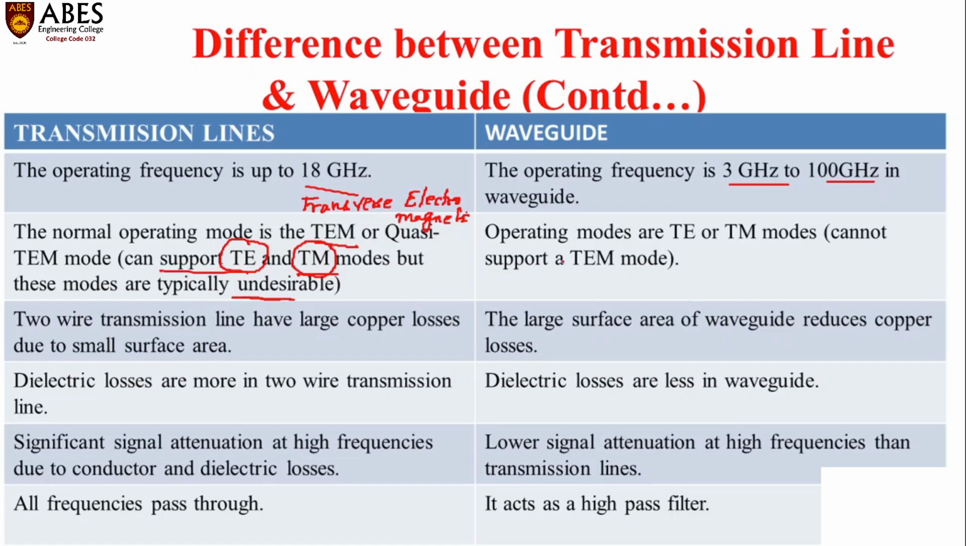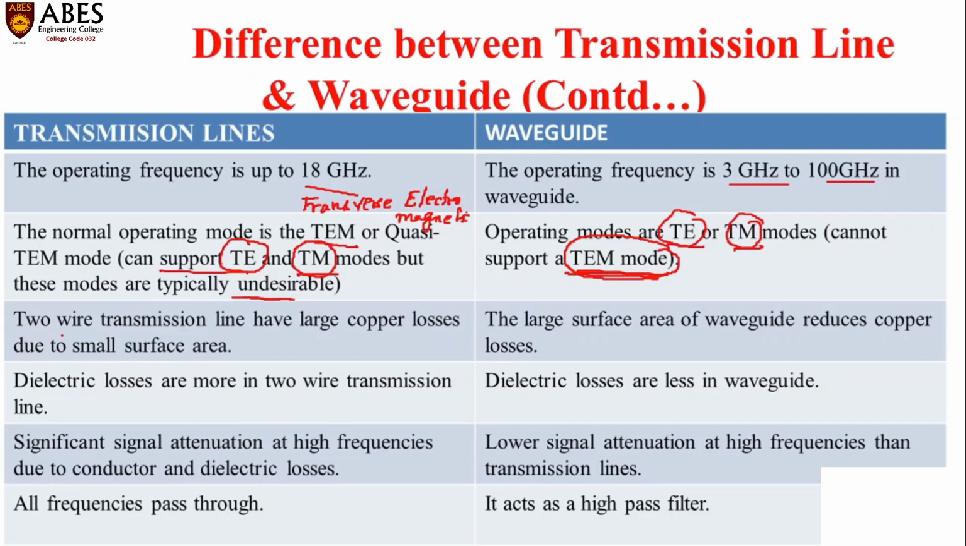But in the case of a waveguide, the operating modes are TE and TM only, that is transverse electric and transverse magnetic mode only. It cannot support a TEM mode. So this is one of the most important differences between a waveguide and a transmission line.